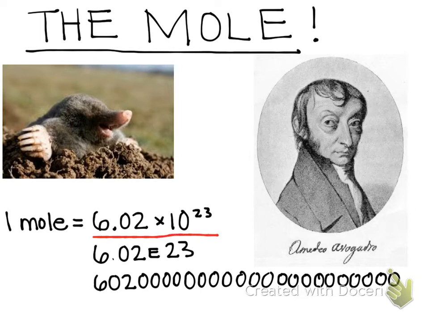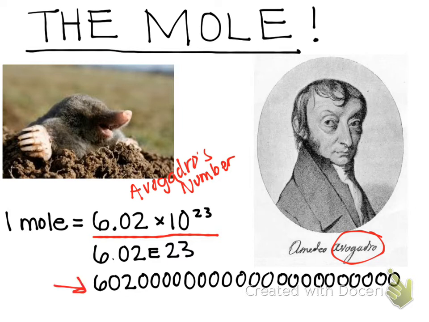Just like saying a dozen equals 12, 1 mole equals this number, and that number is called Avogadro's number, named after the scientist who came up with it. Not to be confused with avocado or something like that. Avogadro's number is 6.02 times 10 to the 23rd. We know that can also be expressed in your calculator as 6.02 E23.